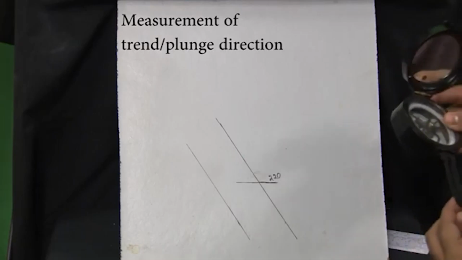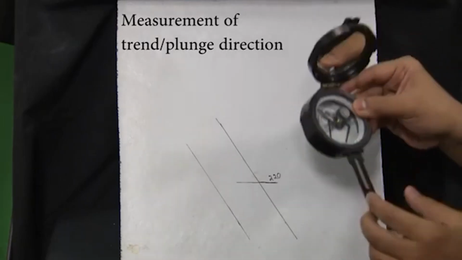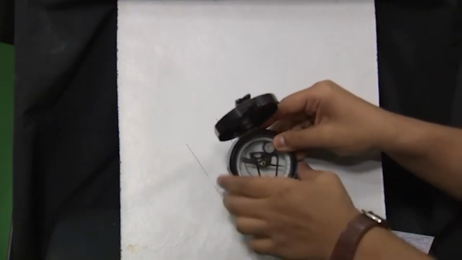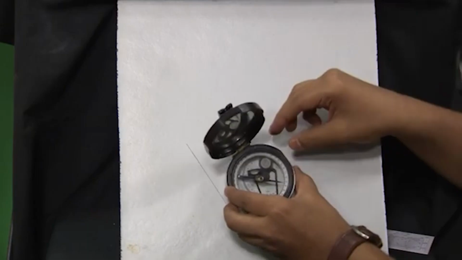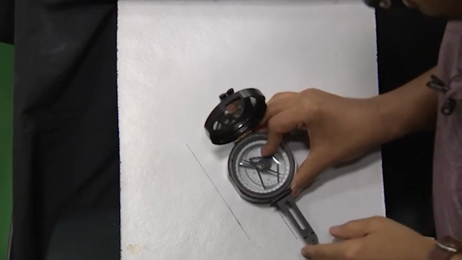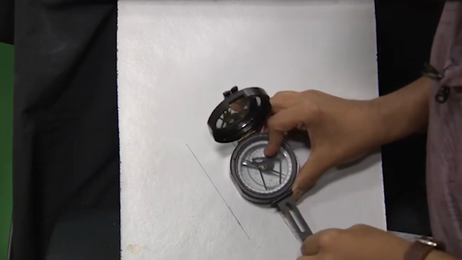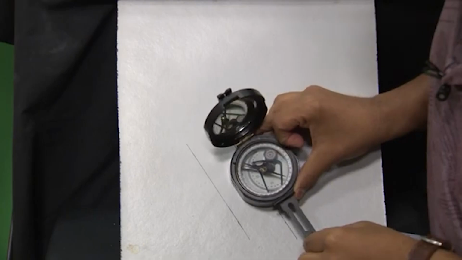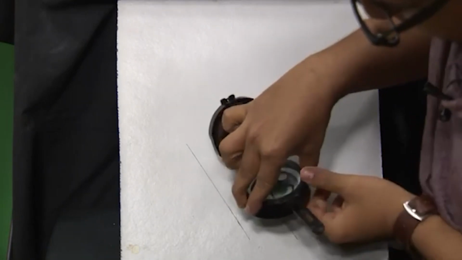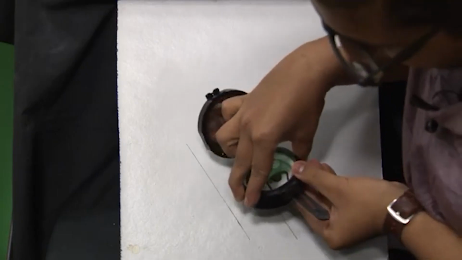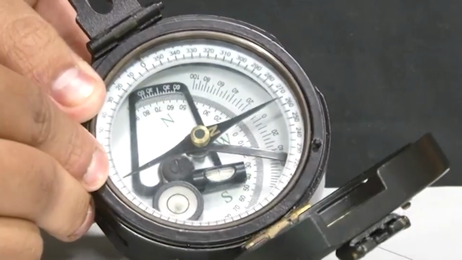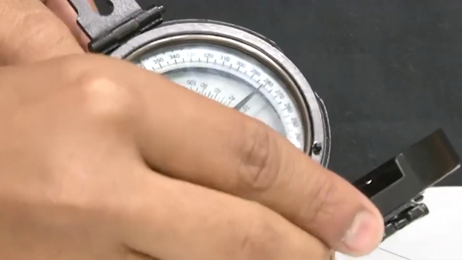Now, we will measure the plunge direction or trend of the lineation. In order to measure it, the pointed arm will remain parallel to the lineation, and we will hold the compass in this way, and with the see-through arm we will make sure that the pointed arm is parallel to the lineation. Now, from this position we will rotate the Brunton compass in a horizontal position, making sure the pointed arm is parallel to the lineation, and then the bubble in the circular level should come in the center.